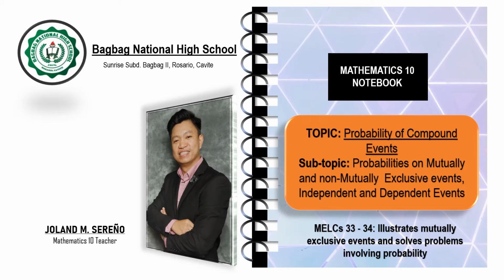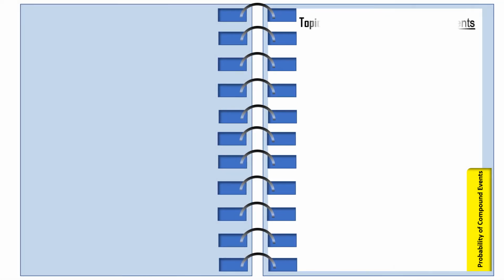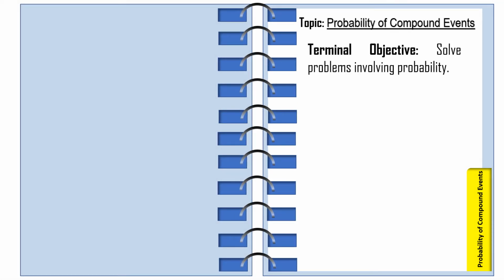Okay? So, for our terminal objectives is to solve problems involving probability. So, ito na yung last part ng ating third quarter competencies. So, ito na yung huli nating objective dito is to solve problems involving probability. So, as you all know, we have different conditions under probability. So, yun yung inisa-isa nating i-discuss, no, in the two previous videos na ginawa ko.